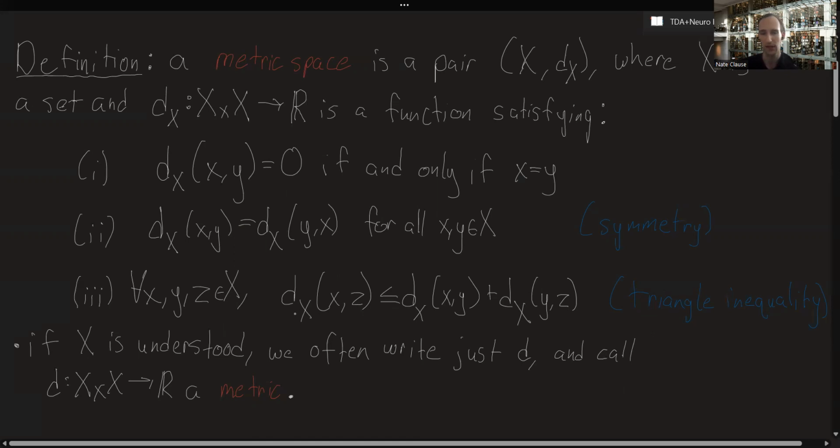And for notation, if the set X is understood, we often write just d without the subscript X for the metric. And yes, we call the function d from X cross X to the reals a metric, and also we call it a distance. These words generally are used fairly interchangeably.